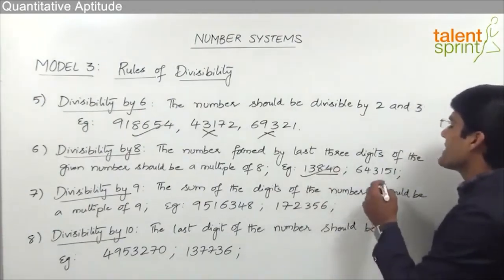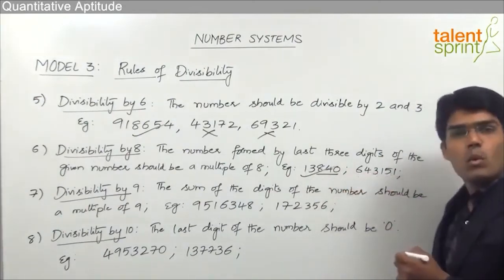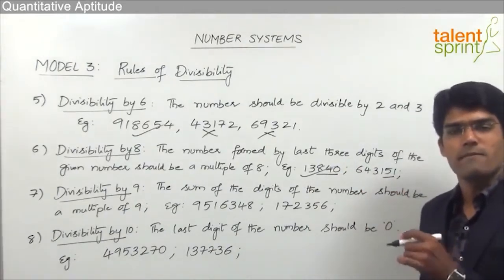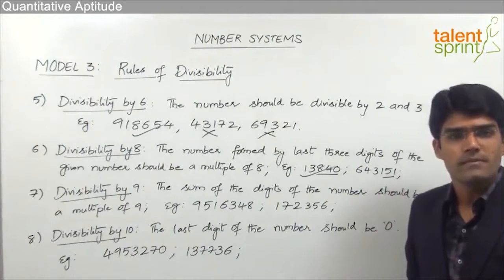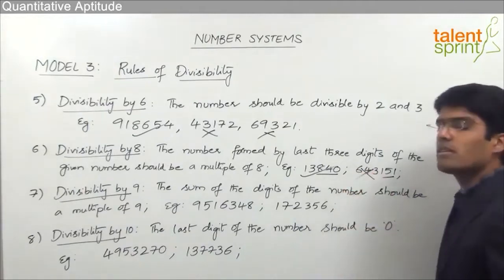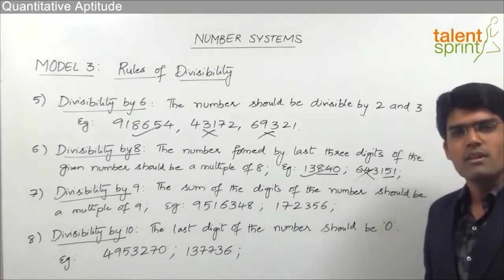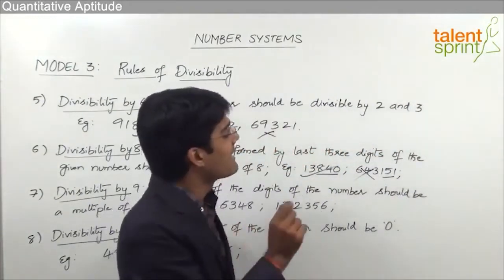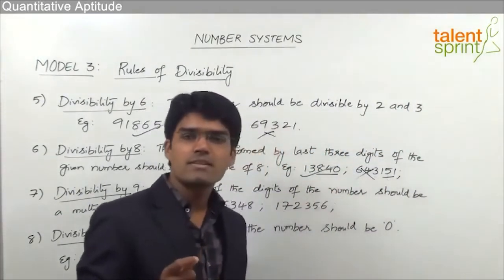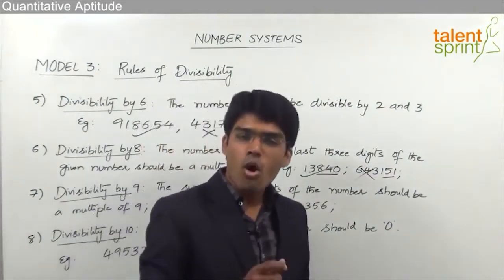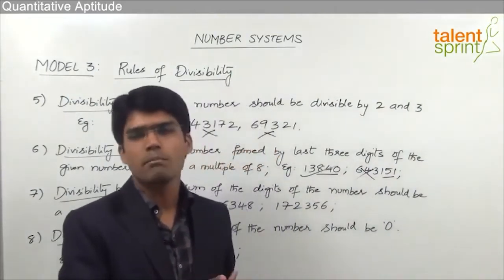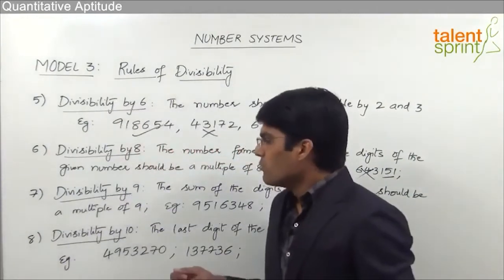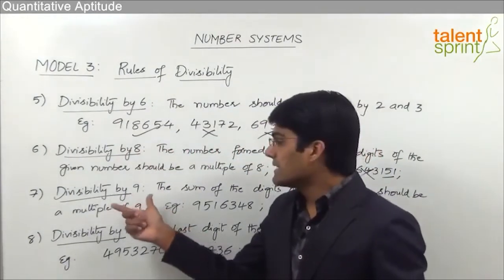Now if you look at the next example here, it is 643151. The number formed by the last 3 digits, 151, is not a multiple of 8. Hence this number is not divisible by 8. So simply to check whether the given number is divisible by 8 or not, we need to just verify the last 3 digits. If the last 3 digits form a multiple of 8, or if they are divisible by 8, then the complete number is divisible by 8. Otherwise it is not.